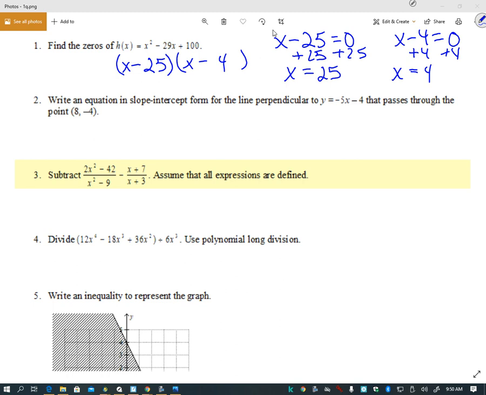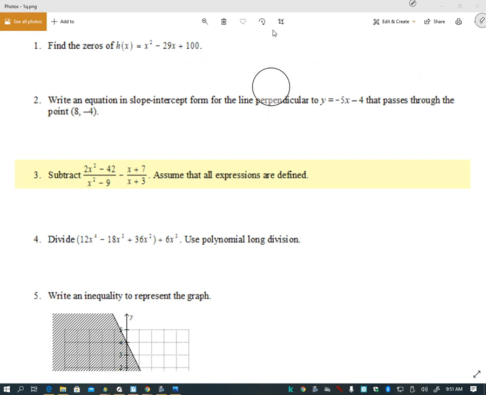Okay. Keep in mind, all this is being recorded, so if we need to, we can always go back and watch the videos, catch it there, right? Okay. All right, number 2. Write an equation in slope-intercept form for the line perpendicular to y equals negative 5x minus 4 that's going to pass through the point (8, negative 4).